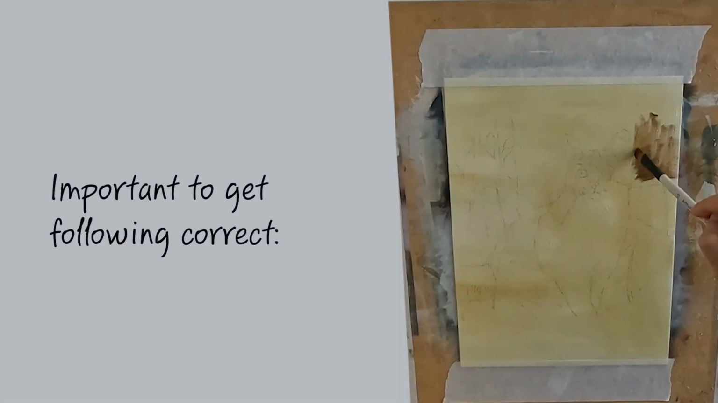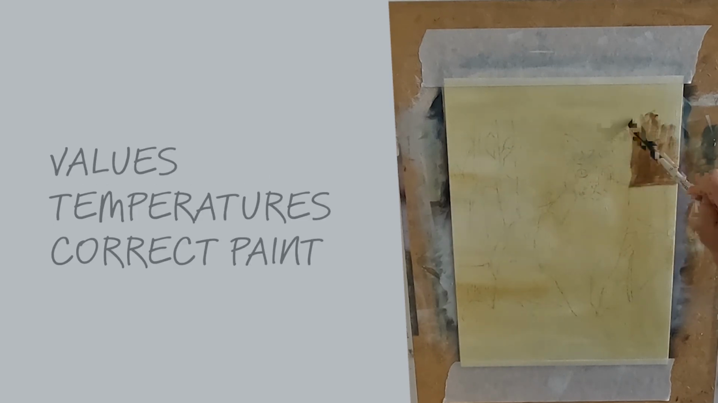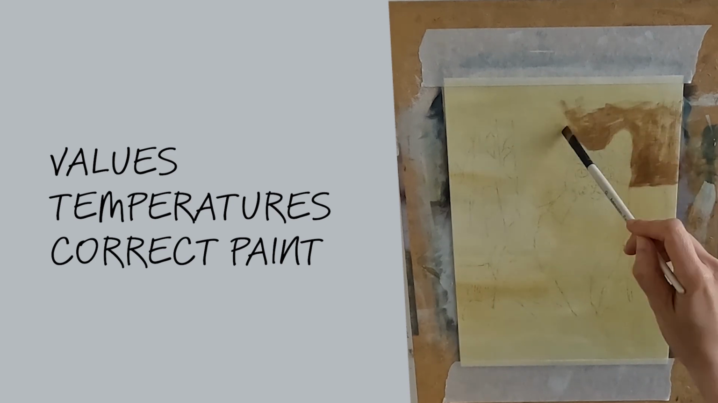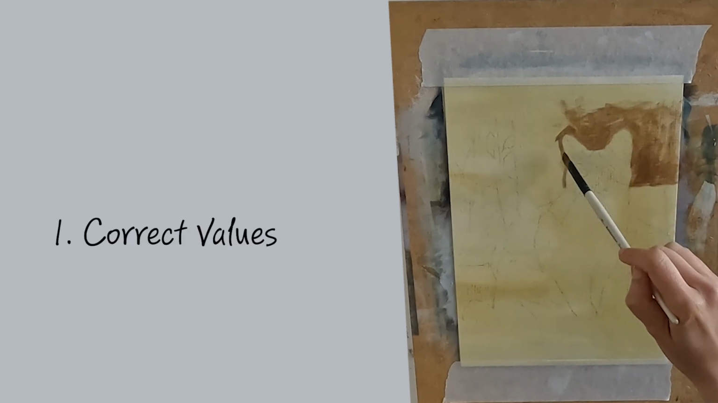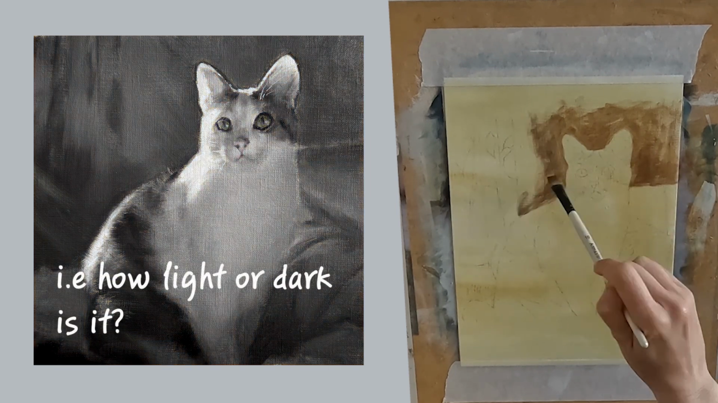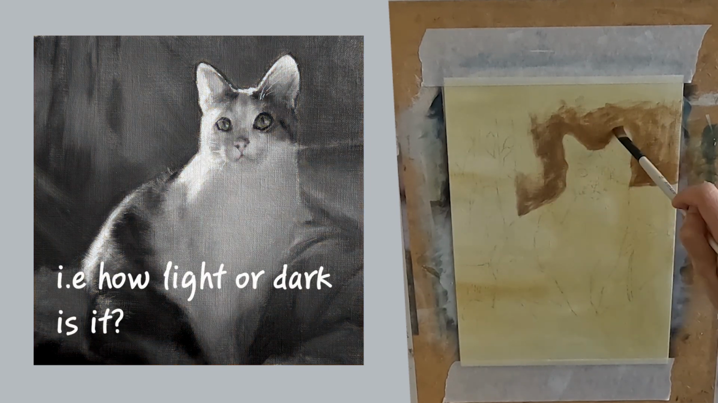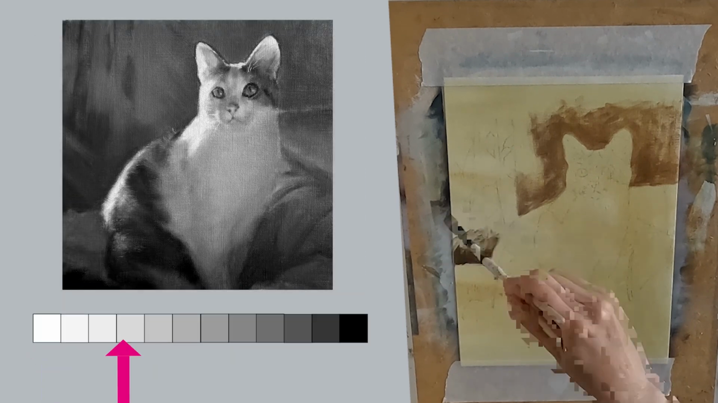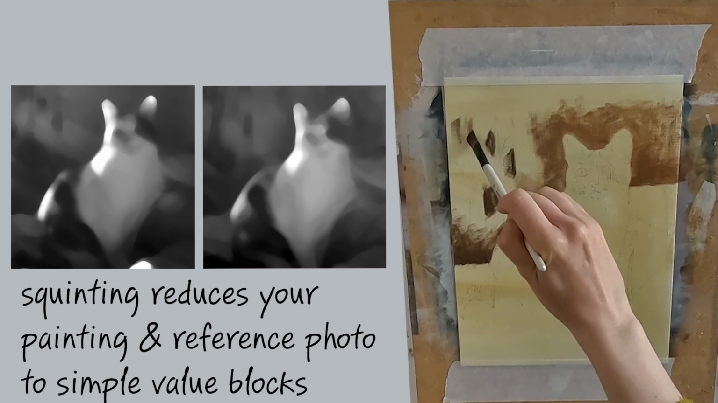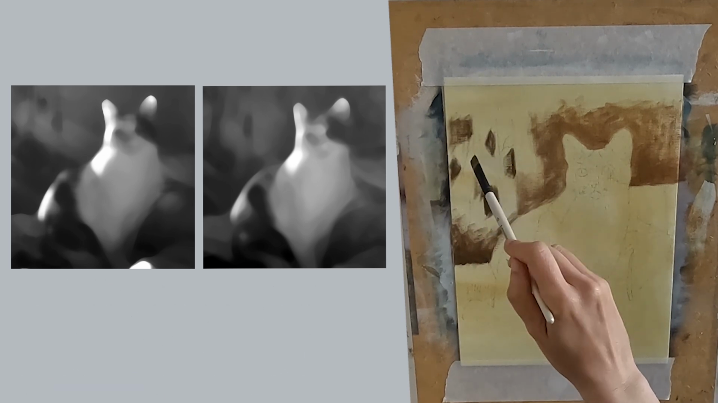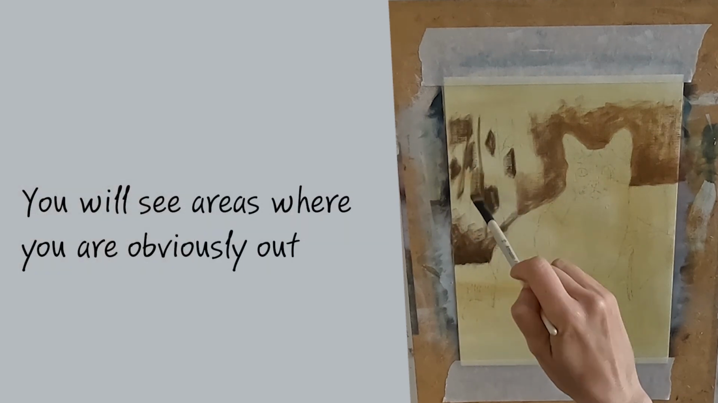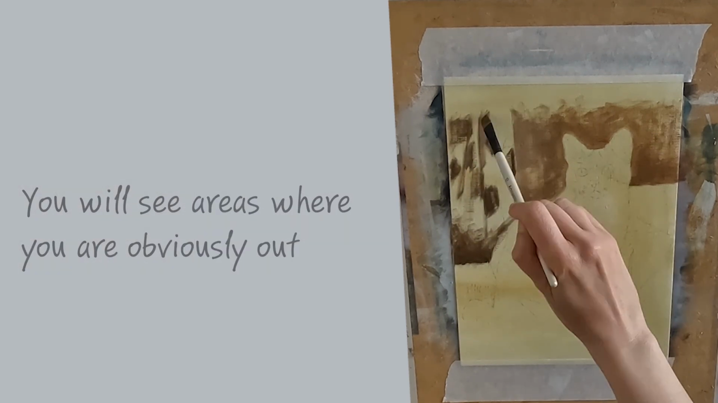The most important thing to get right in a painting that has a strong light source are your values, your temperatures, and using the correct paint. Number 1, correct values. If I turn this painting into black and white, you will see most of the values are grouped together in the darker value range. Remember, every colour sits somewhere on this scale, and in order to check our values are correct, it will be necessary to squint at your painting and reference photos side by side. This will help you see any areas where you are obviously out.